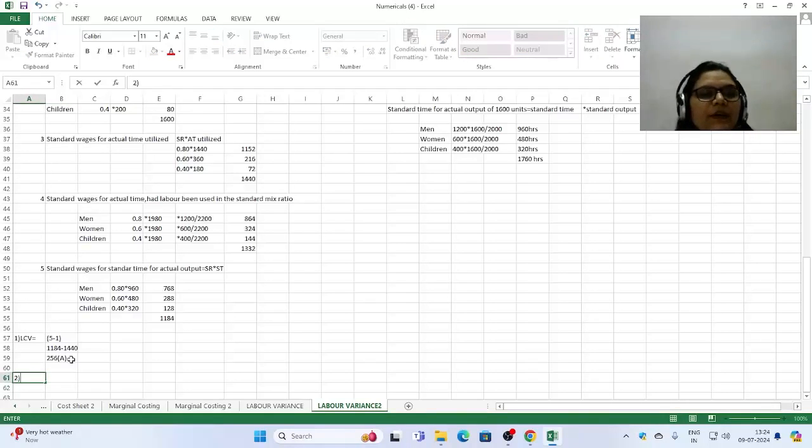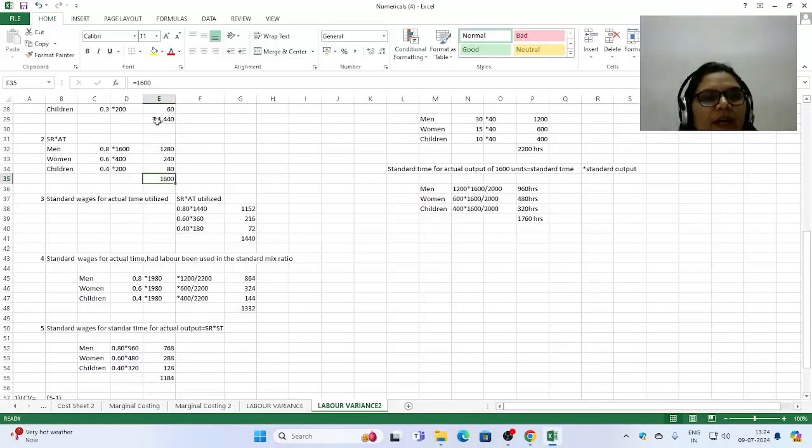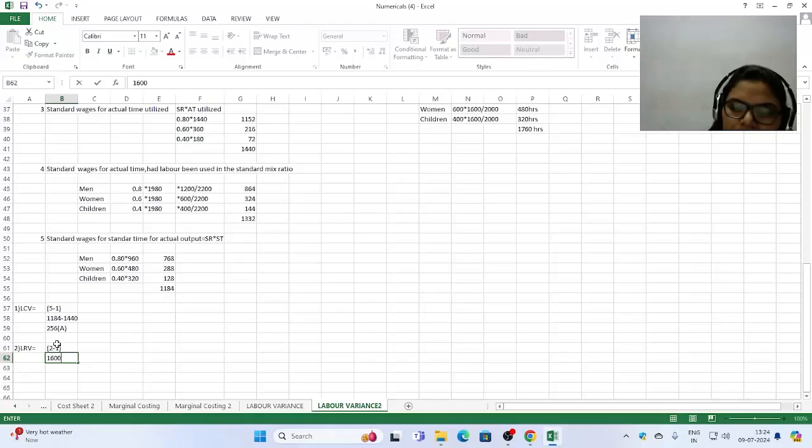Next is labor price variance. Sorry, it is called labor rate variance actually. Labor rate variance is 2 minus 1. 2 is 1600 minus 1, 1440. So it is 2 minus 1, 1600 minus 1440. It will give the value of 160 favorable.